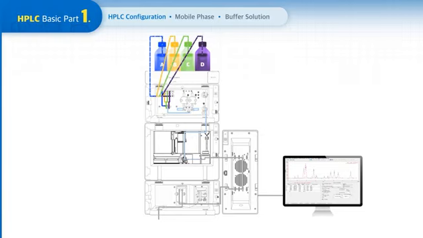Then the injector loads and injects the sample, and the pump delivers the sample in the injector to the column with the mobile phases. The samples are separated into individual components through various chemical interactions with the solid phase in the column. The detector then converts the concentration of each component into an electrical signal. Finally, the signals are shown as a chromatogram by the chromatography data system.